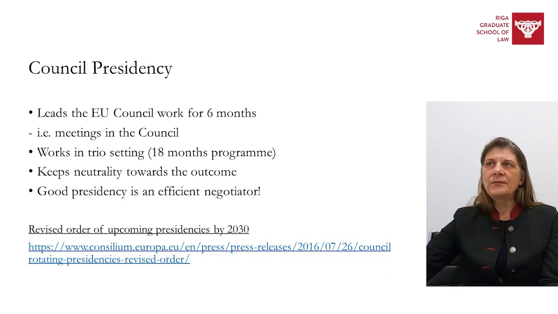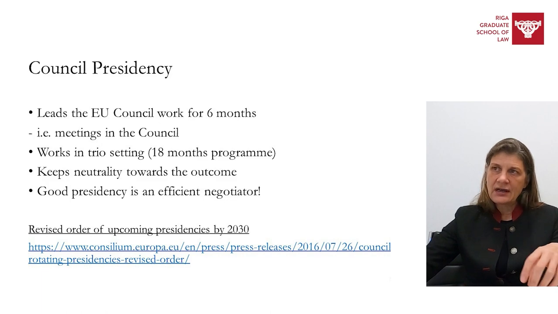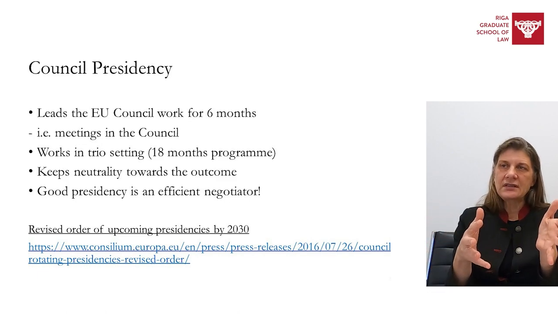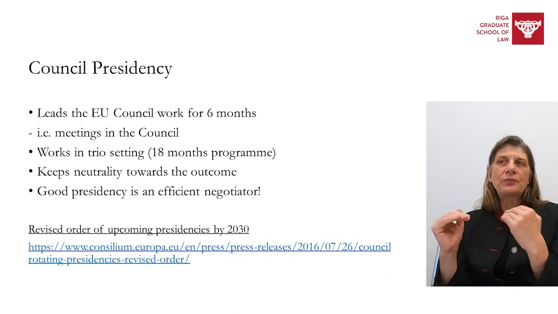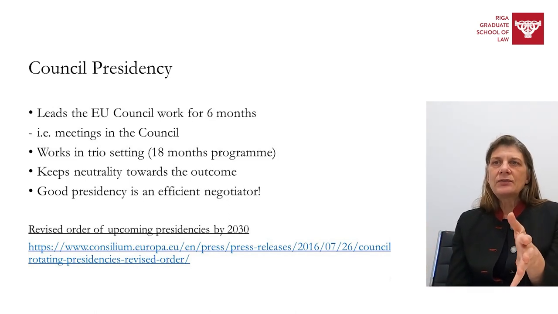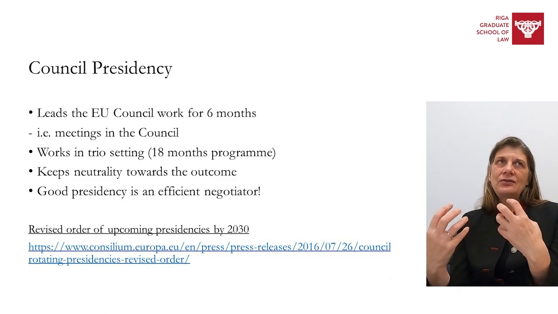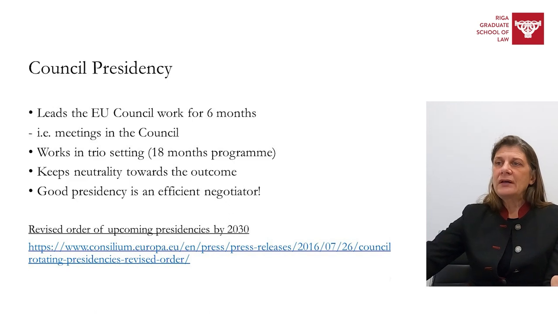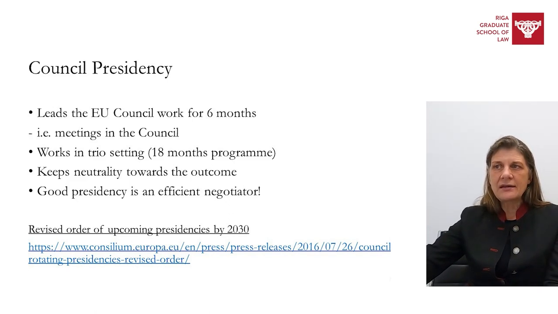So this is a negotiation table, and in all the council formations, the work is led by the rotating presidency, which takes a seat for 6 months, but the presidencies are interacting with the previous presidency and following presidency. So we're speaking about presidency trios and about the program of presidency, which lasts for 18 months. So a good presidency is considered to be a good, neutral and efficient presidency in terms of delivering. And on the slide, if you click the link, you will get the list of the upcoming presidencies of the EU up to 2030.